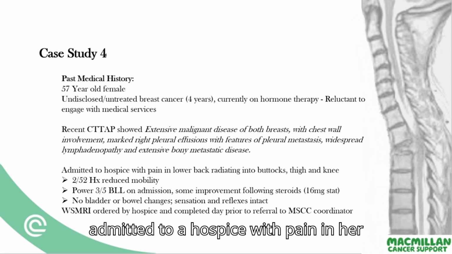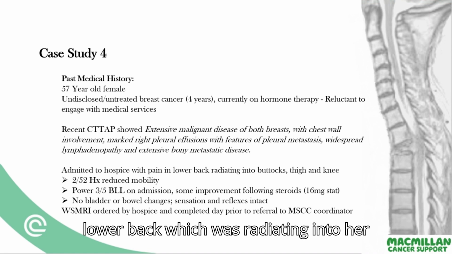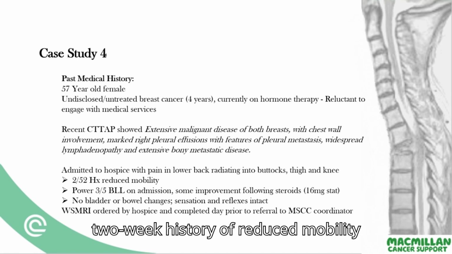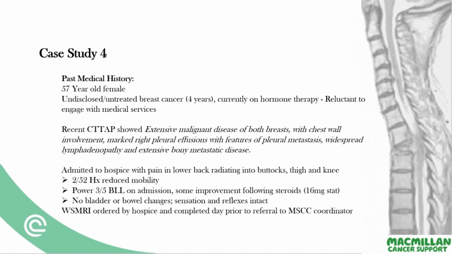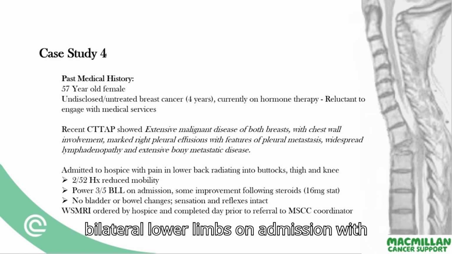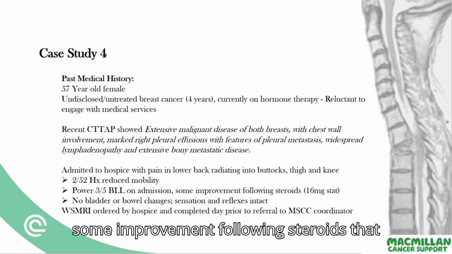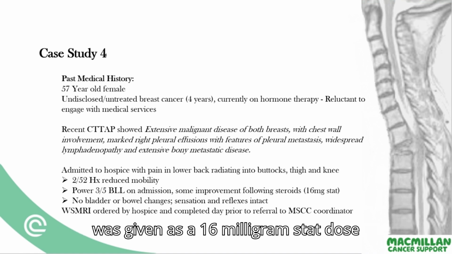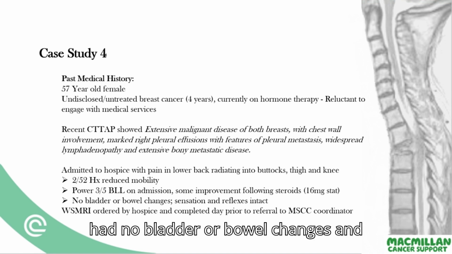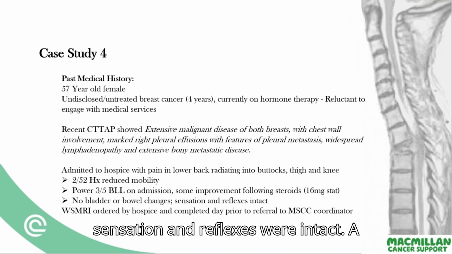She'd been admitted to a hospice with pain in her lower back, which was radiating into her buttocks, thighs, and knees. She had a 2-week history of reduced mobility, and power was 3 out of 5 in bilateral lower limbs on admission, with some improvement following steroids. That was given as a 16 milligram stat dose initially on that presentation. She had no bladder or bowel changes, and sensation and reflexes were intact.